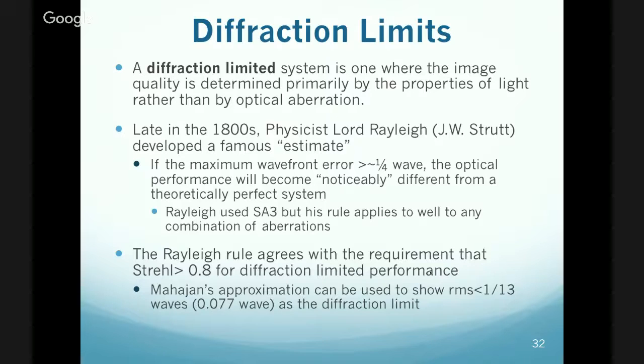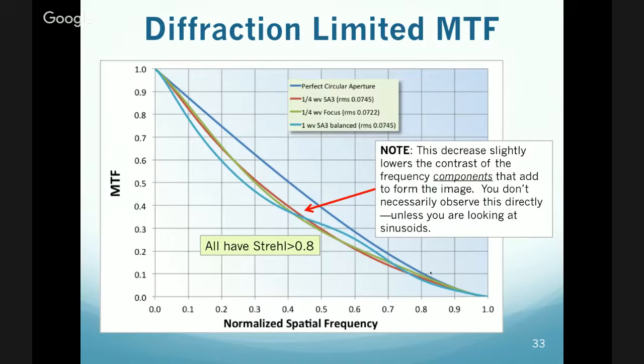Well, how does that translate into MTF? What I've done here is show you an MTF, the blue line on top, which is a perfect system, and the other three lines are for, one of them, a quarter wave of third order spherical, the green line, a quarter wave of focus error, and the cyan line, one wave of third order spherical balanced against focus, which turns out to also meet the diffraction limit.